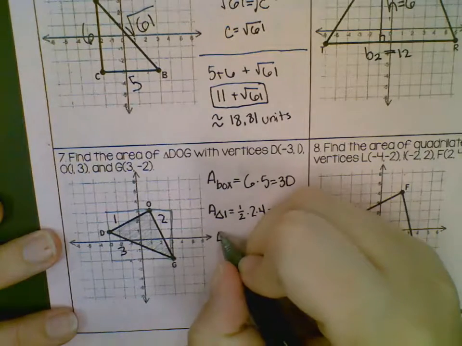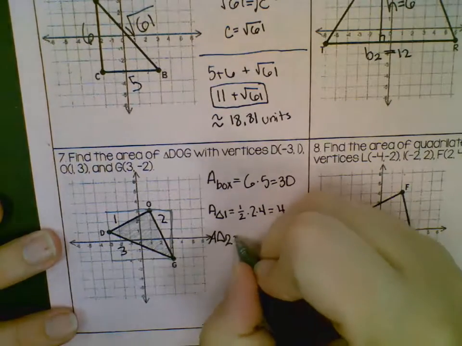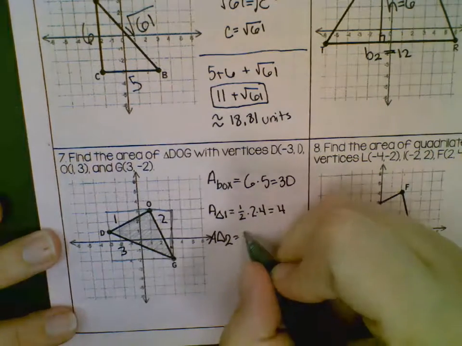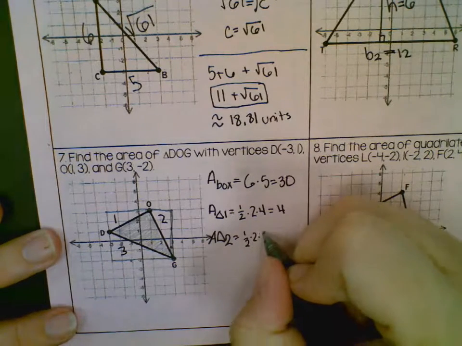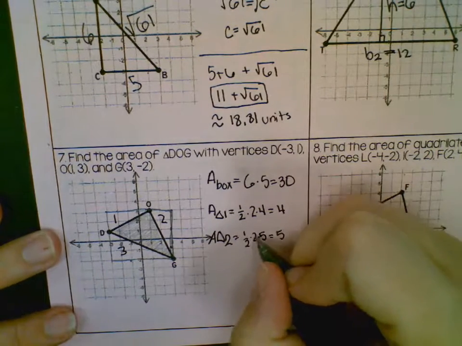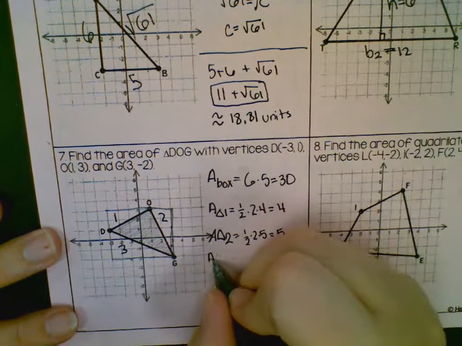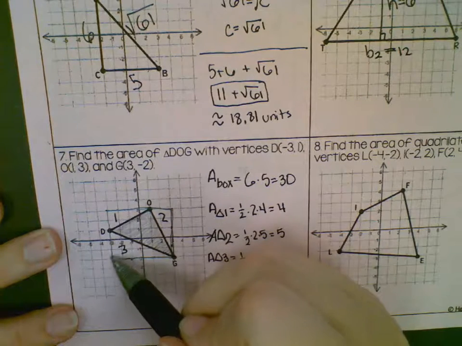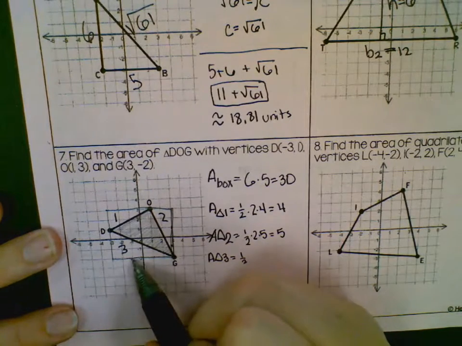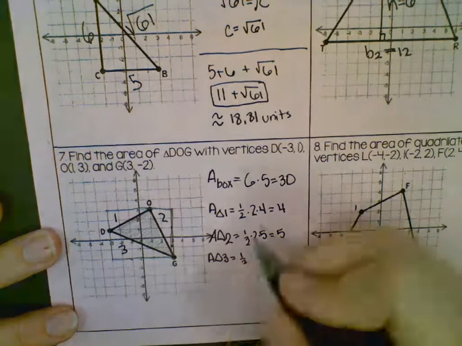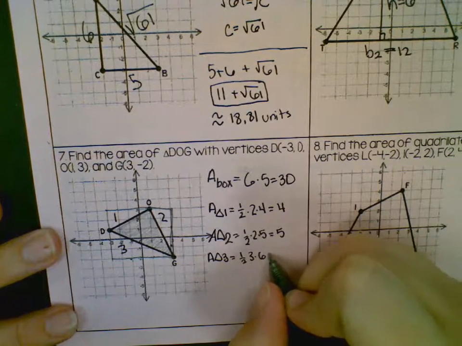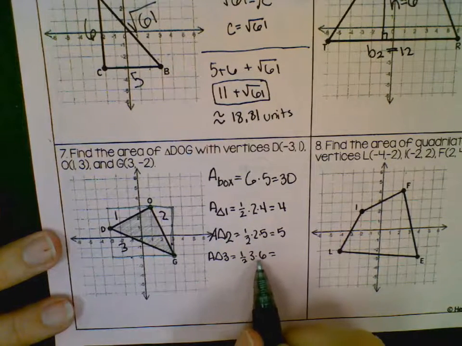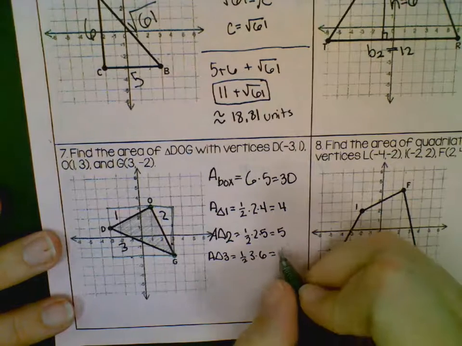Then we repeat. So the area of triangle 2. 1/2 times 2 times 5. So 1/2 of 2 is 1, times 5 is 5. And now the area of triangle 3. So that's 3 and 6. For this one, 1/2 of 3 is a decimal, so 3 times 6 is 18, so 1/2 of 18 is 9.